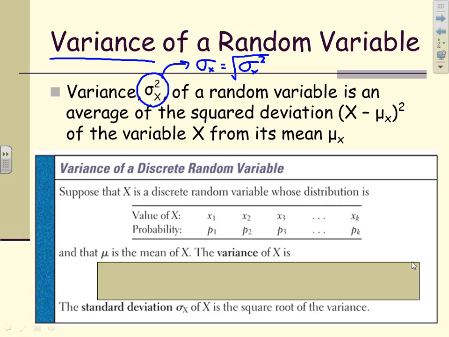It says the variance of a random variable is an average of the squared deviation. Average of the squared deviation. When we say deviation, we're talking about, well, the x value minus the mean. Deviation from its mean. And we want to square that distance, okay, square that deviation, so that's why we square it outside here. And we want to average that.